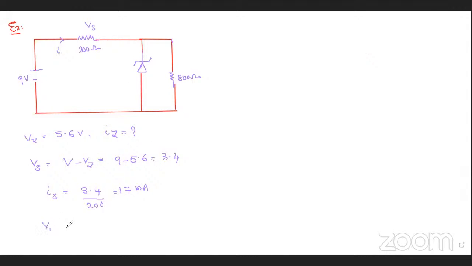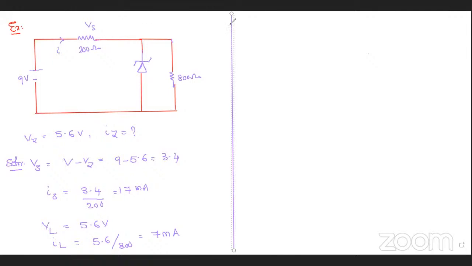17 milliamperes. And here this is 5.6, so VL is also how much? Vz is 5.6, so 5.6 only, sir. And what is the current through that load resistor? 5.6 by 800, that is 0.7, 7 milliamperes, sir. Yes, 7 milliamperes, right. Then I think you can say Iz equals how much? 10 milliamperes. Okay, that's it.